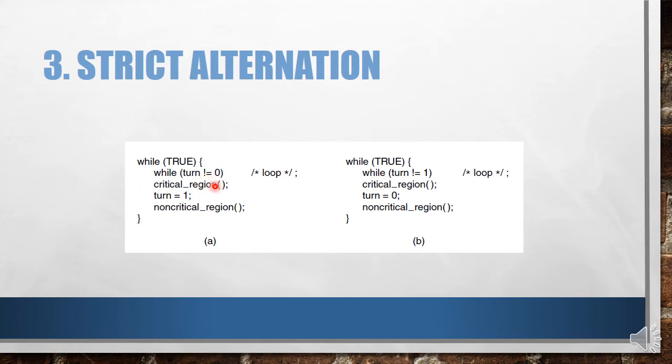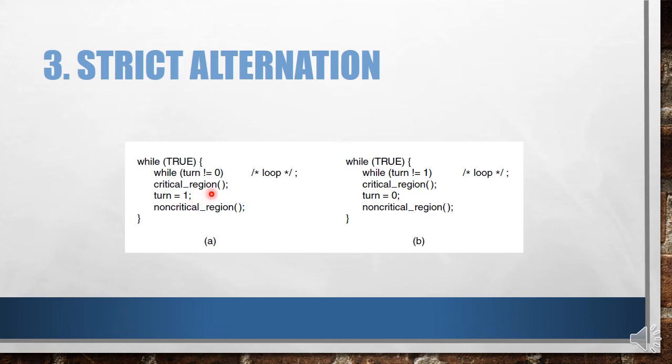Continuously testing a variable until some value appears is called busy waiting. It should usually be avoided since it wastes CPU time. Only when there is a reasonable expectation that the wait will be short is busy waiting used. A lock that uses busy waiting is called a spin lock. When process 0 leaves the critical region, it sets turn to 1, to allow process 1 to enter its critical region.